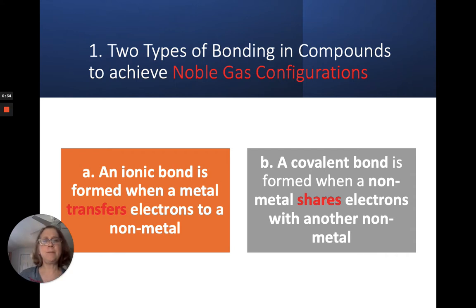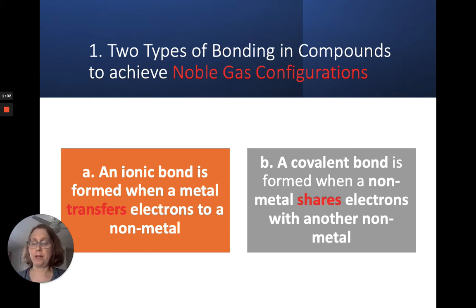So there are two types of bonding in compounds, and the whole idea of a bond and making a compound is to achieve noble gas configurations. Noble gas configurations are very, very stable. They usually consist of 8 valence electrons, although in the case of very small atoms, it could be 2, so it looks like helium. But there are 2 different ways of achieving those noble gas configurations.